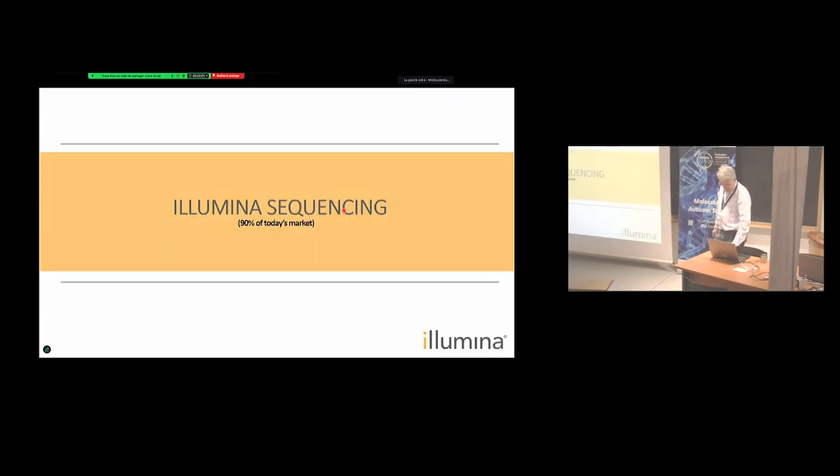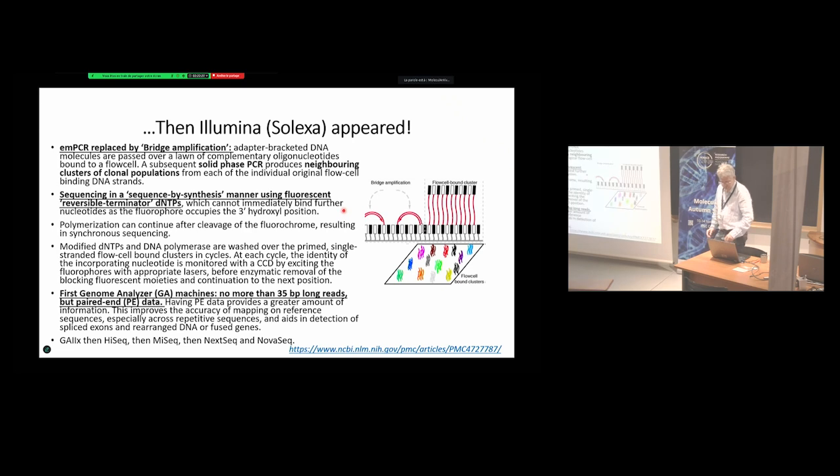But at that time, it is Illumina that became the major player in the market. Until now, I think that they represent 80 to 90% of the sales in the field of sequencing. So their work was marked by the replacement of emulsion PCR by a bridge amplification.